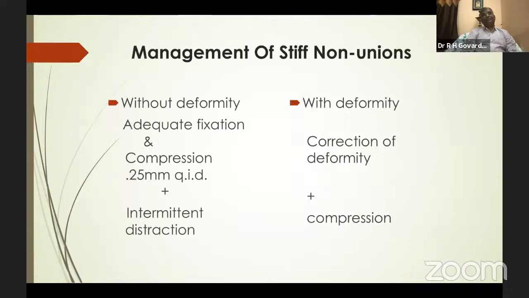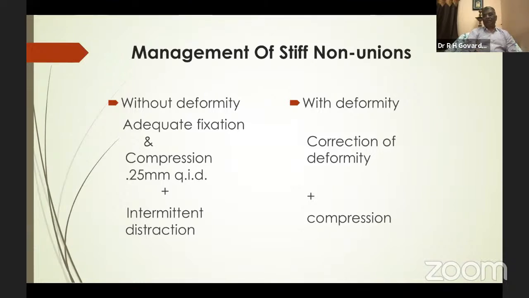What is the management of this stiff non-union? According to Ilizarov, if it is without any deformity, you stabilize the fracture with adequate fixation, compress it at 0.25 millimeter 4 times a day, with intermittent distraction. It will cause union at the fracture site. If there is a deformity along with the stiff non-union, you correct the deformity and compress, and you will find healing.